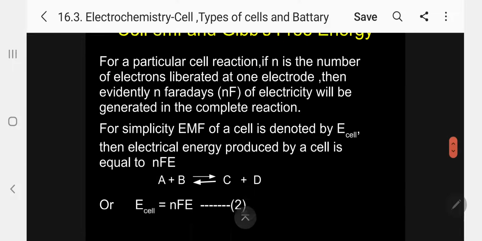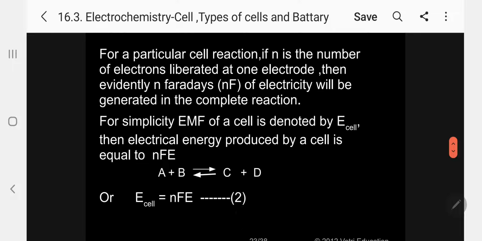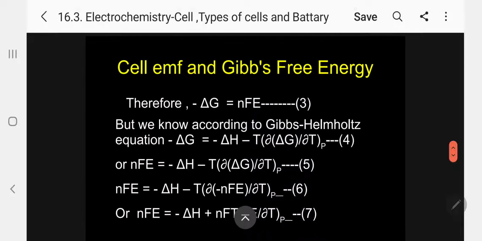So let me consider a general reaction, A plus B reversible giving C plus D. Particularly in this reaction, now I can write electrical energy equal to nFE, n the number of electrons, F the Faraday value which is constant, E the electromotive force of the cell, that is the difference between two electrodes. Kindly follow. Now, therefore, I am rewriting: minus delta G equal to nFE, both sides constant.